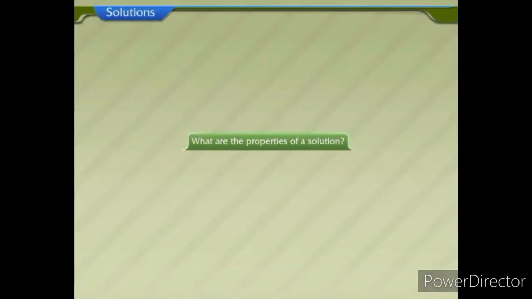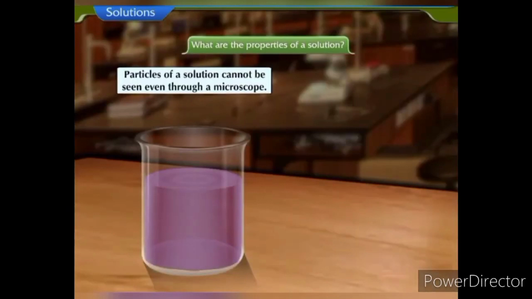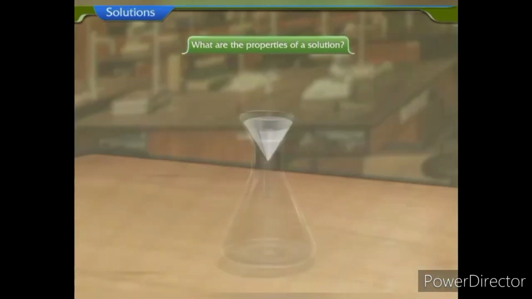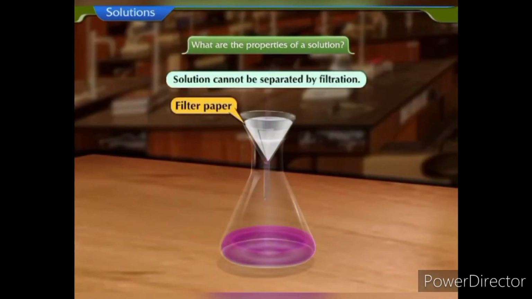What are the properties of a solution? The particles of a solution cannot be seen even through a microscope. The particles can pass through the filter paper. So, a solution cannot be separated by filtration.